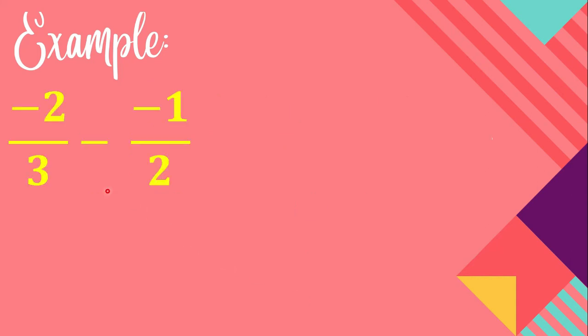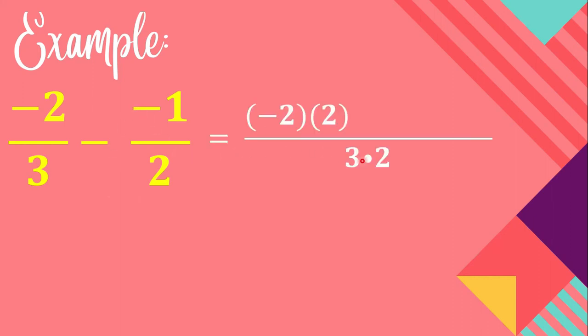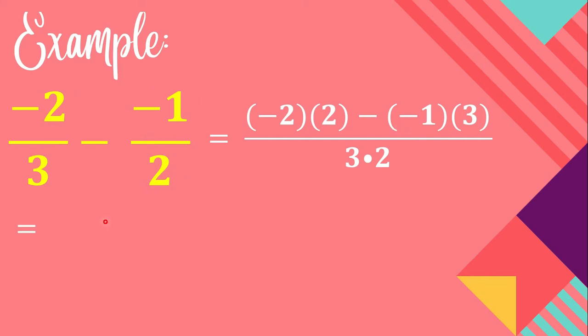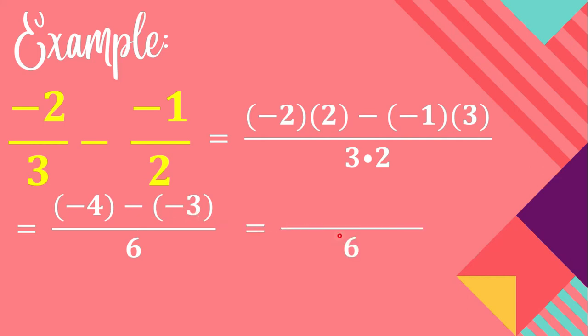Next is negative 2 over 3 minus negative 1 over 2. And that is equal to 3 times 2 and then negative 2 times 2 minus negative 1 times 3. Simplify 1 by 1, you have 3 times 2 which is equal to 6. Negative 2 times 2 which is equal to negative 4 minus negative 1 times 3 which is equal to negative 3. Simplify 1 by 1, you have over 6.